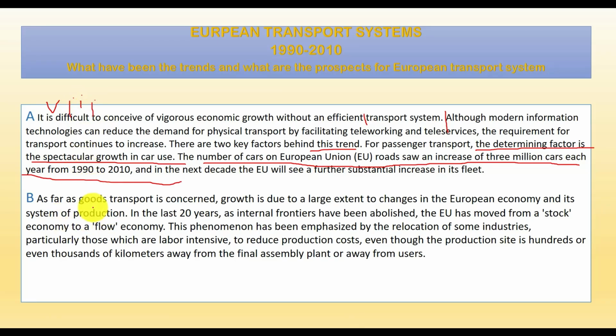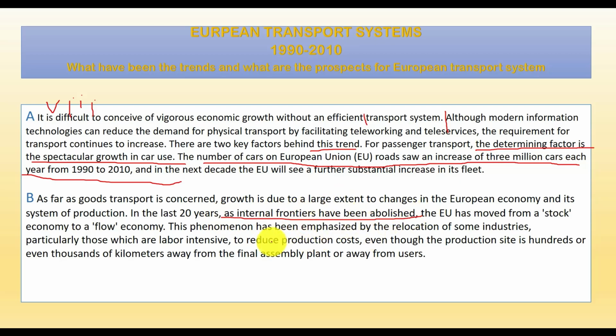Let's go to paragraph B. As far as goods transport is concerned, growth is due to a large extent to changes in the European economy and its system of production. In the last 20 years, internal frontiers have been abolished.